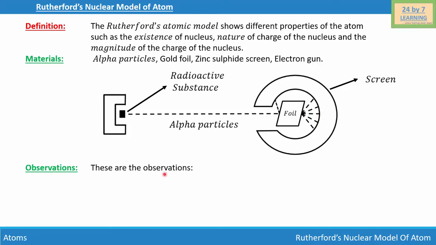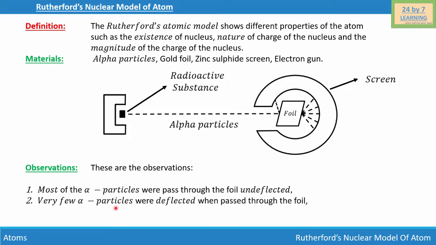The first observation is that most alpha particles passed through the foil undeflected, which simply means that most of the alpha particles did not get deflected. Second, very few alpha particles were deflected when passed through the foil. Out of all these, very few were deflected. The third observation was that 1 out of 8,000 alpha particles was deflected at 90 degrees or more.